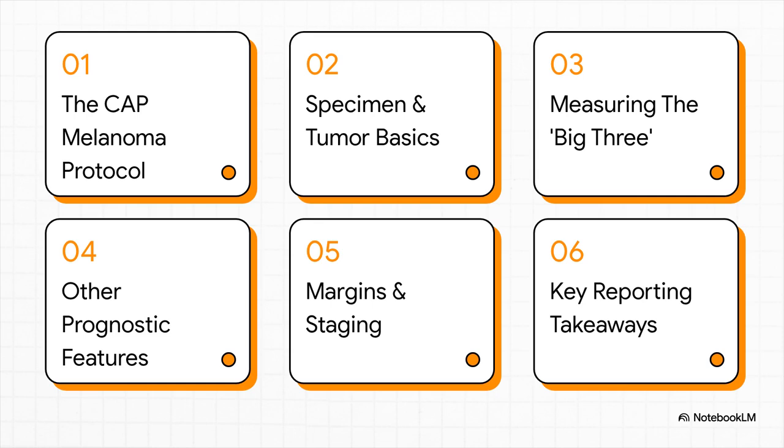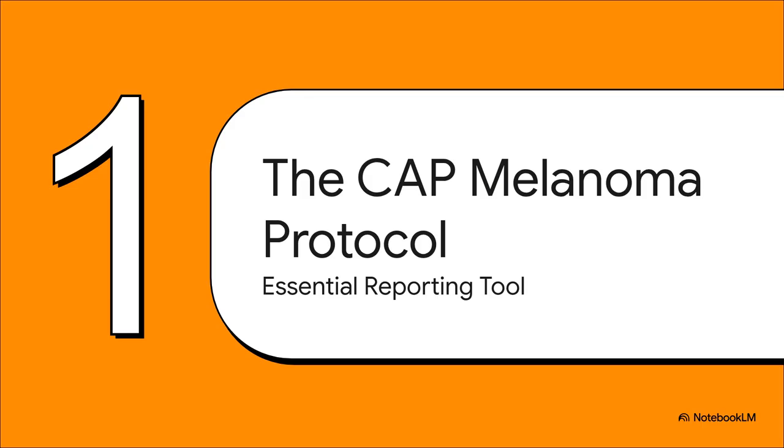So here's the game plan. We'll kick off with the CAP protocol itself, cover the specimen basics, and then dive deep into the big three prognostic factors. From there, we'll check out other key features, talk about margins, and wrap it all up with the most important reporting takeaways. It's a workflow designed to get you from that little piece of tissue to a powerful, complete report.